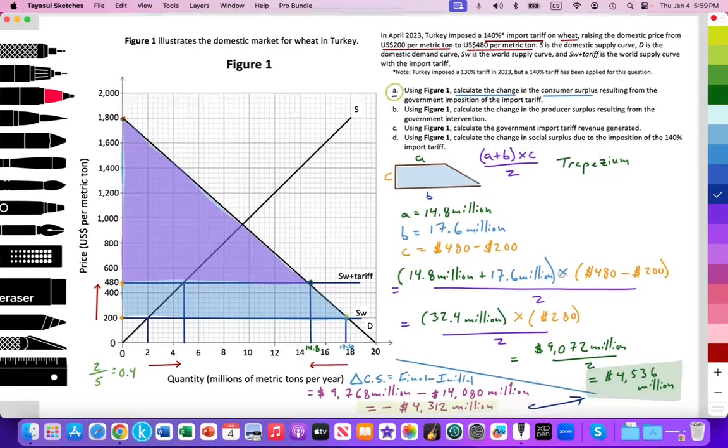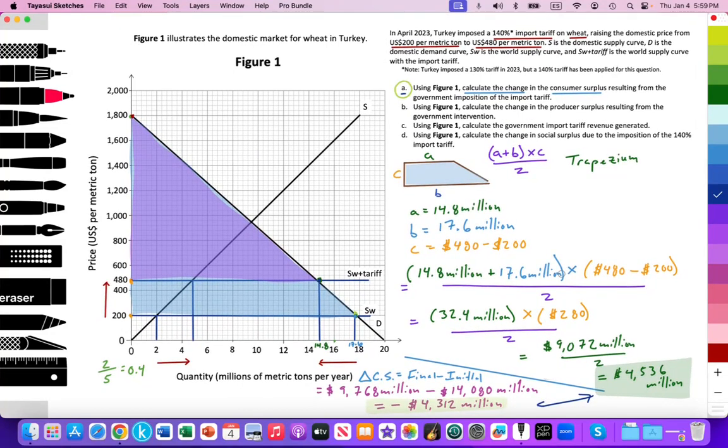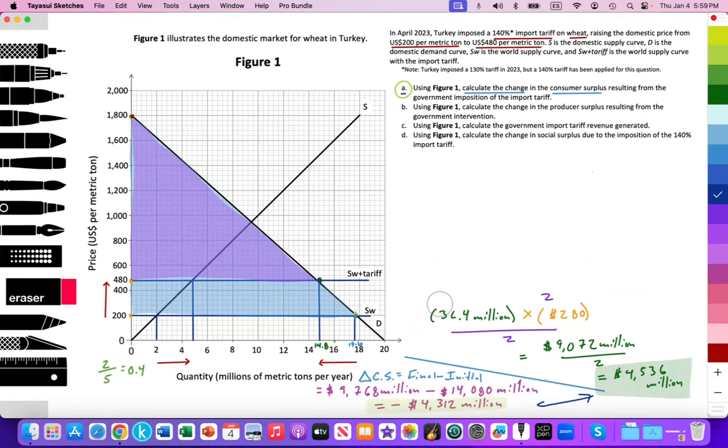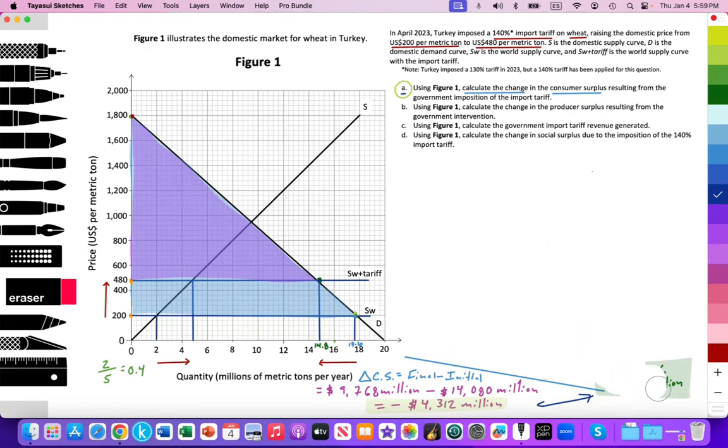So let's pick up from where we left off in the second video. In the second video, we were using the trapezium formula to calculate the change in consumer surplus. These are our workings, and we're going to use the trapezium formula again for calculating the change in producer surplus. So let me get rid of these notes, and then we'll continue to question B. This video will be focused on question B, and then the next video will be focused on question C, and then question D.